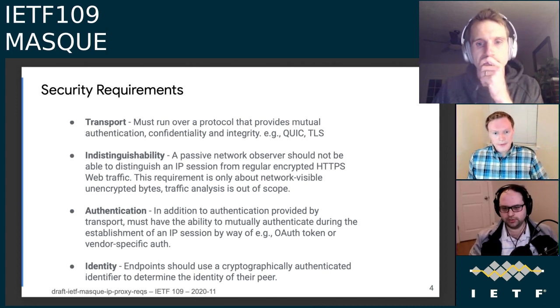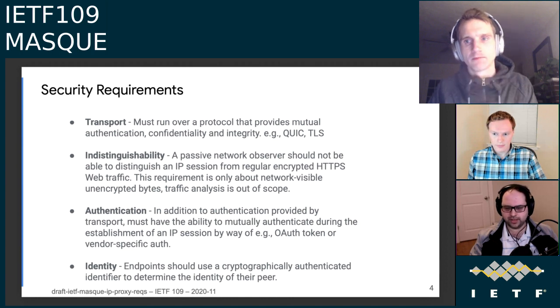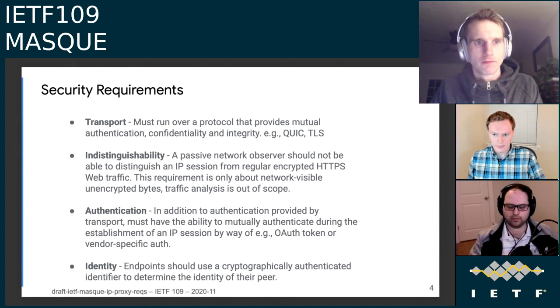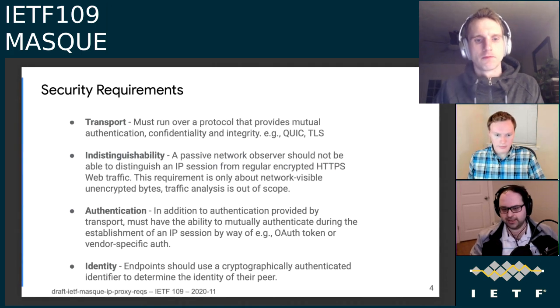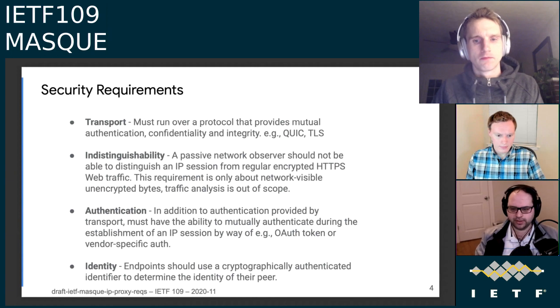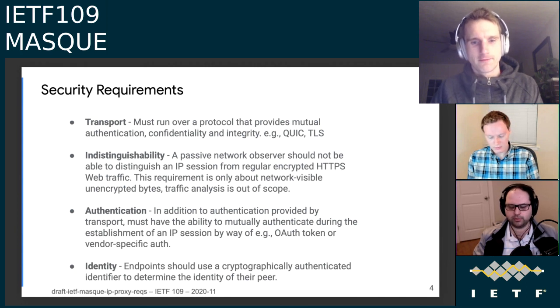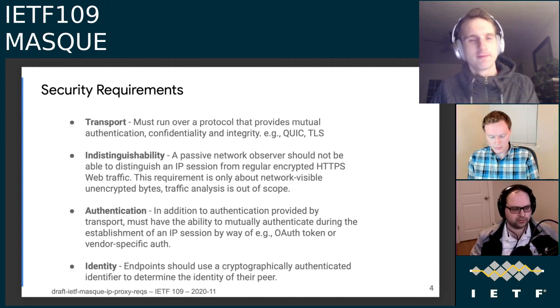Authentication: we want to have some mechanism for a client to authenticate to the server to establish its sessions. We don't want to specify yet what that should be, but it could be something like an OAuth token or some vendor-specific implementation. And lastly, identity. The endpoints that are involved here need to be able to have some sort of cryptographically authenticated identifier to determine the identity of their peer. This ties back into the earlier authentication requirement and can basically be like, oh, cool, I have proof that you authenticated to me. And if it's something like a stateful protocol, again, like OAuth, then you get this for free.